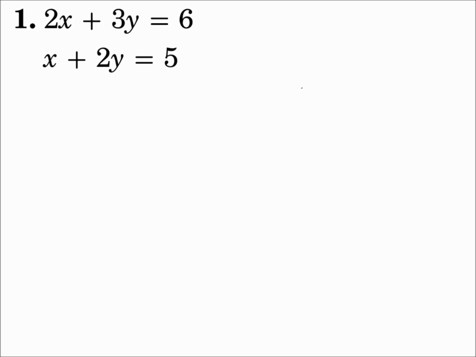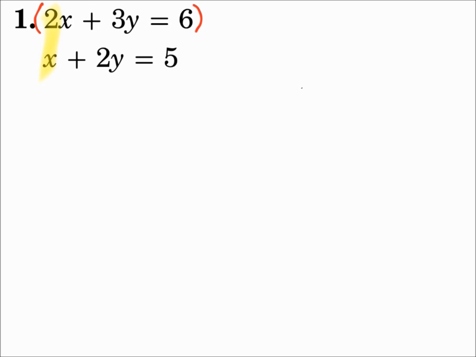The x coefficients are 2 and 1. They don't match. The y coefficients are 3 and 2. They don't match. So we'll have to use multiplication. Pick a variable, and it doesn't matter which you pick. Let's do the x's. Now multiply each equation by the other equation's x coefficient.